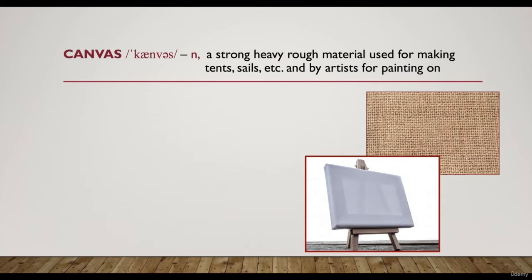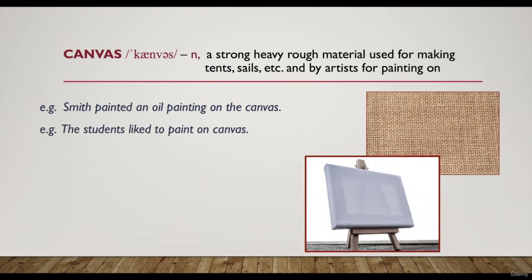Let's look at an example. Smith painted an oil painting on the canvas. So Smith must be an artist, or he just wanted to paint something, and he painted it on the canvas. The students liked to paint on canvas, so they used this thing in the wooden frame here to paint. The canvas is stretched over a wooden frame. So the canvas, that is that material, is stretched over a wooden frame.